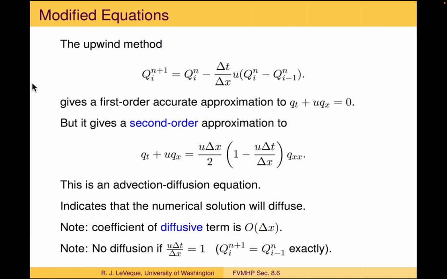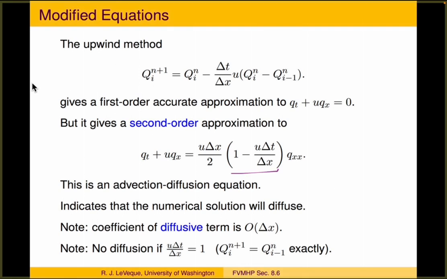You can also note from this that if we happen to choose the Courant number equal to 1, then we've seen before that this Upwind method reduces to the exact solution: Q_i^(n+1) is Q_(i-1)^n. And if the Courant number is exactly 1, then this term is 0, and so we actually have a second order approximation to this equation with no diffusion. Of course, there's still potentially higher order terms, but in fact, for this particular case, all the higher order terms also drop out, and we end up with an exact solution of the original equation.